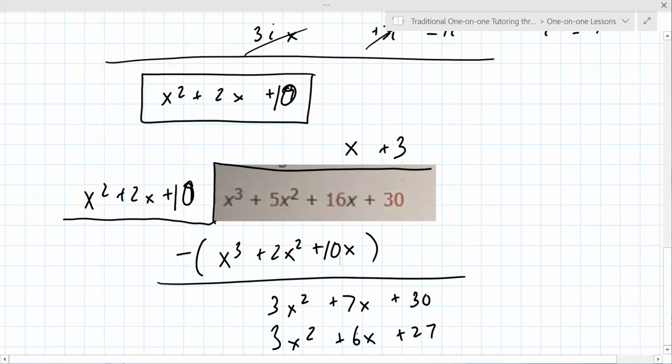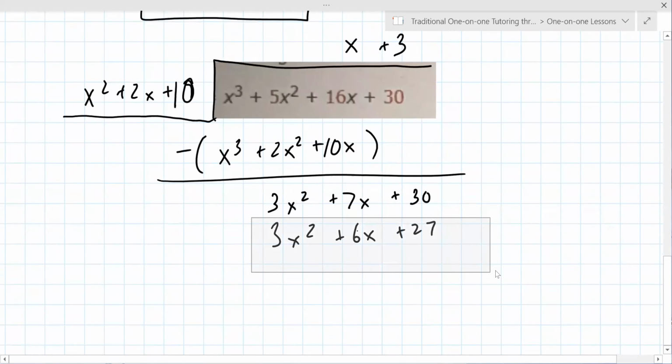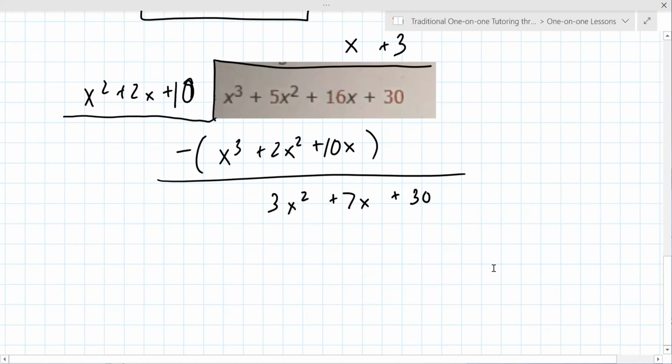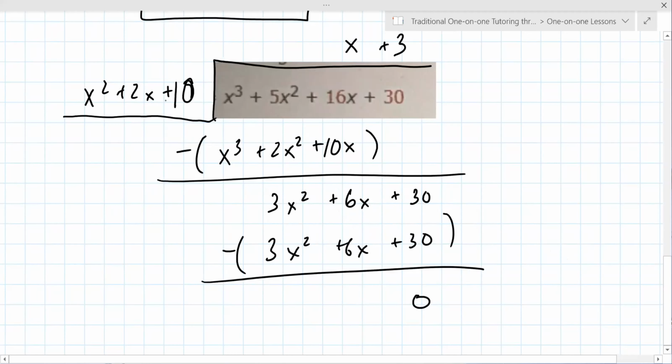And then when you subtract, this gives you 6x. There we go. Okay, now this is working out. So you get 3x squared, 6x, and 30 down here. And see how they all subtract out. It should go to 0. That means this is correct.